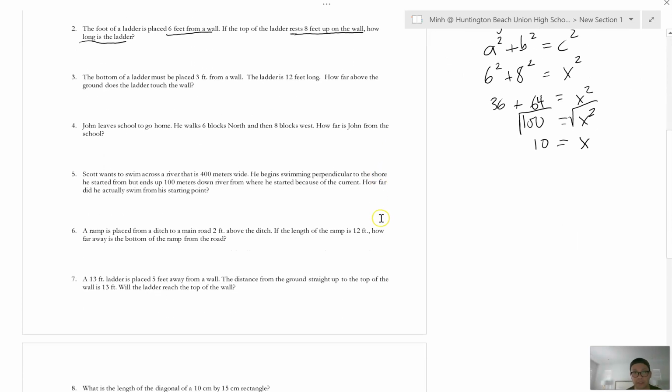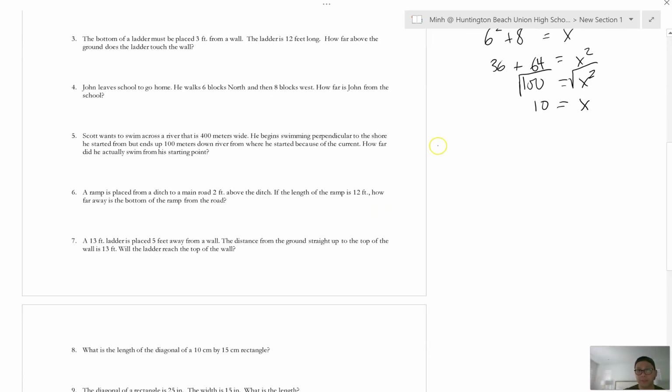All right, let's try problem number 4. So I got number 4. Number 4 says, John leaves school to go home. He walks 6 blocks north and then 8 blocks west. How far is John from the school? So just for some visual reference, I have north, south, west, east, right over here.